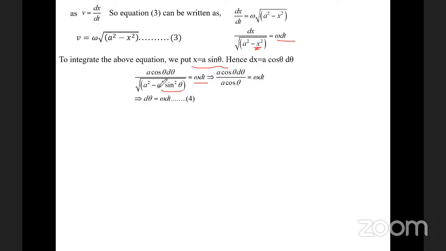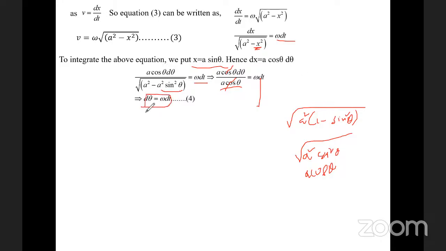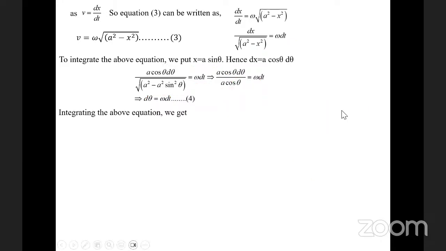So a cos theta d theta by, what is this? How did he write it? a square common taken out, 1 minus sin square theta. 1 minus sin square theta is cos square theta. So a square cos square theta, by removing the square root, a cos theta. Okay, that is written. So here a cos theta gets cancelled. Remaining is d theta equals omega into dt. That is equation number 4.